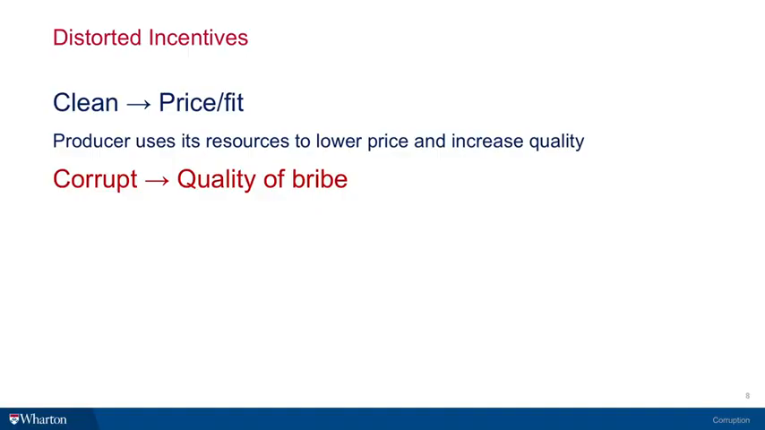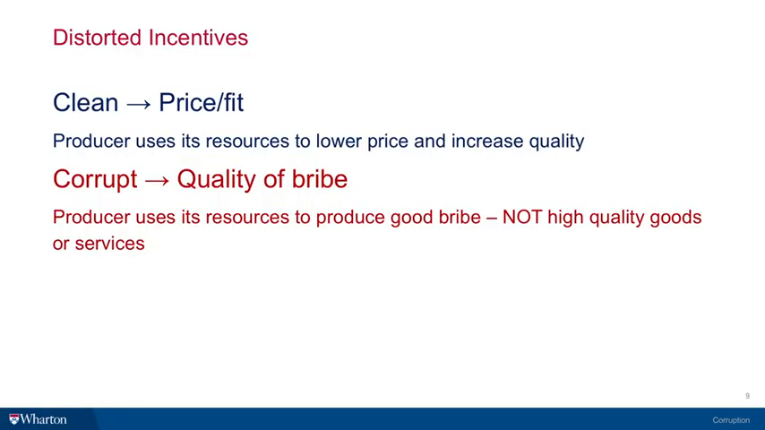In a clean system, because decisions are based on price and fit, producers have a particular incentive. And that is an incentive to use its resources to lower the price and increase quality. Again, the beauty of a market. A market which obviously doesn't solve all problems and is not perfect for everything, but in general, a market creates an incentive. People who have resources use those resources to create goods or services that are offered at the lowest price and the highest quality, the best fit for people who consume those goods or services.